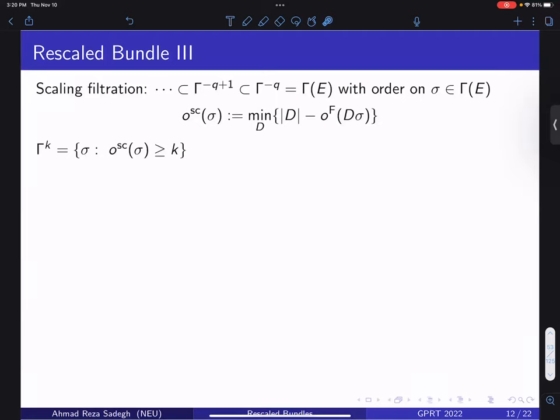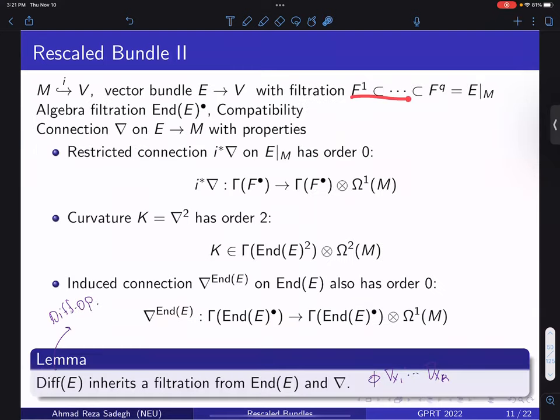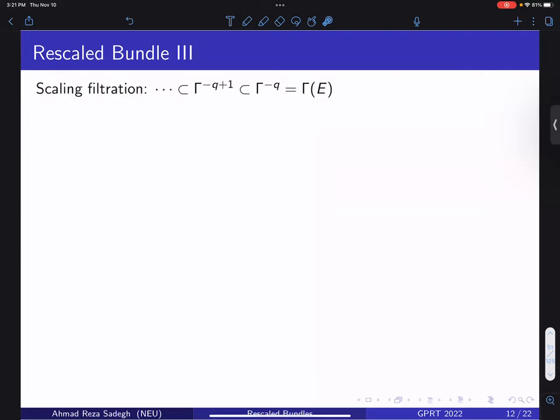I can't give a whole talk on why this actually gives us a filtration and why we use this definition, but it is given as a minimum over differential operators of the difference between the differential order of D and the filtration order. So this is a new filtration we use on differential operators. And by this sign, I mean OF, essentially the filtration order of that section with respect to the filtration given on the previous page.